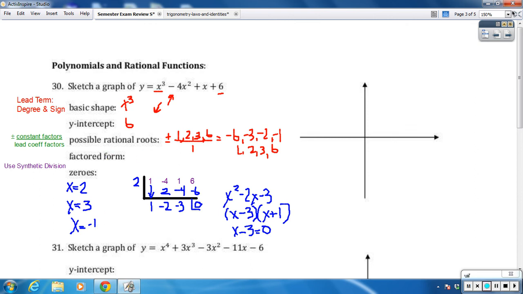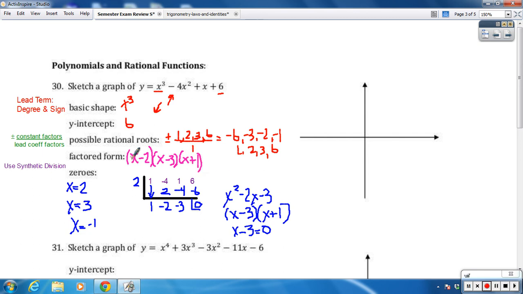I also want to make sure that I write my answer in factored form. So in factored form, make sure that if you use synthetic division, when you put it in factored form, you change the sign so that a 0 at 2 becomes x minus 2. And then since I switched over to factoring my quadratic, I already have those factors, x minus 3 and x plus 1. It doesn't really matter which order you write them in as long as you write all the factors.